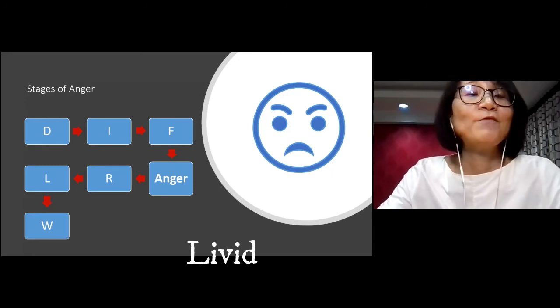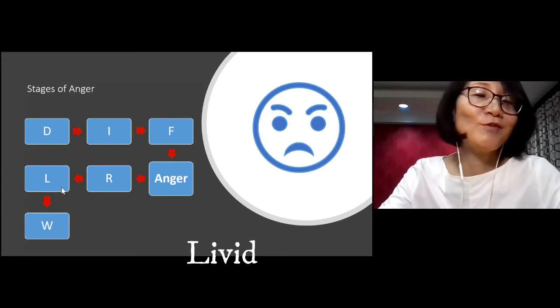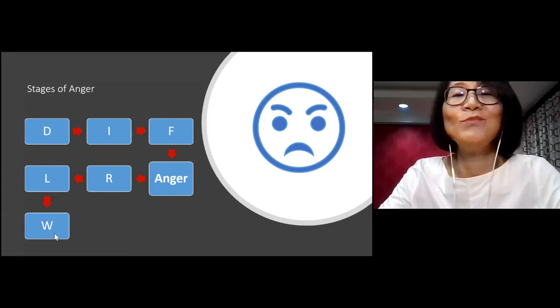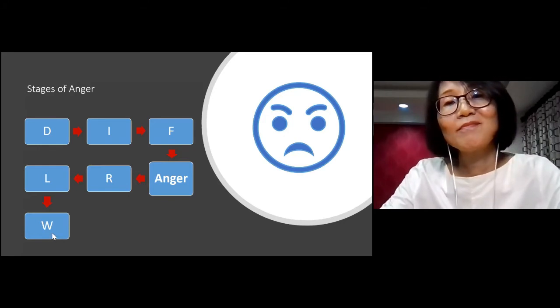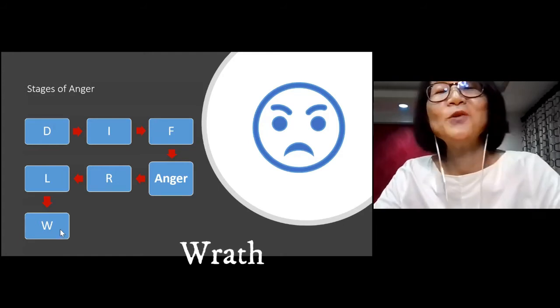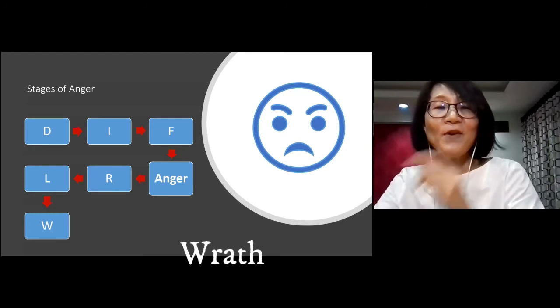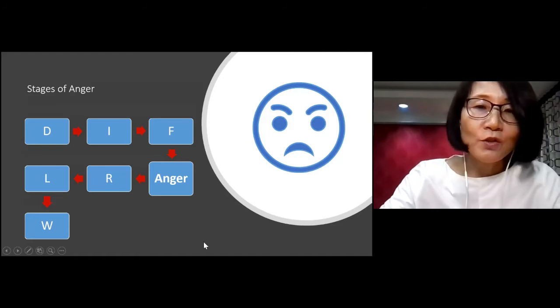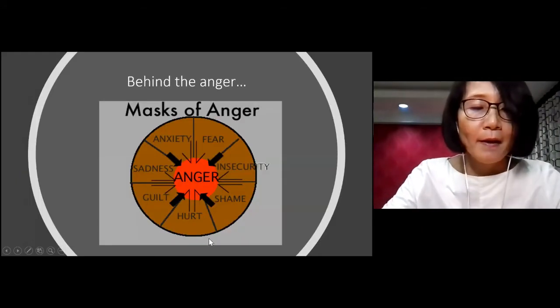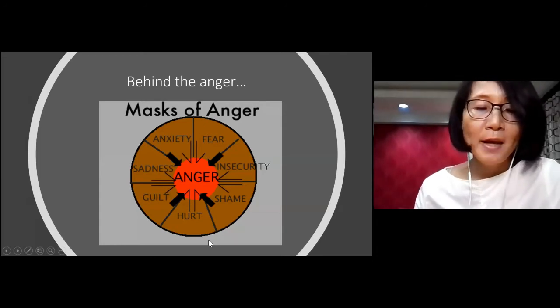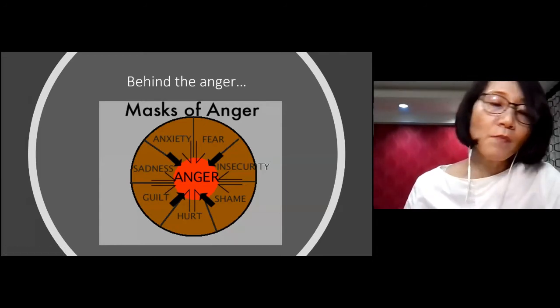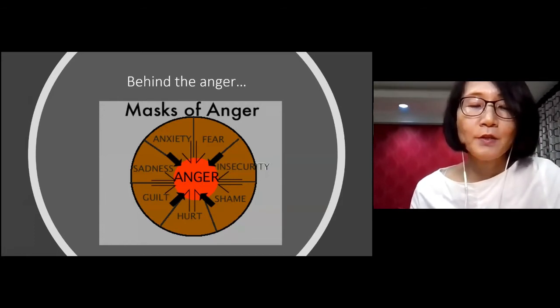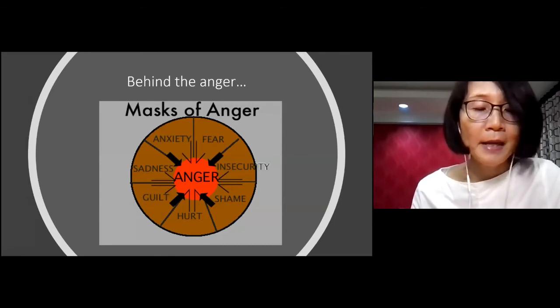Livid. All right, from livid, still not well managed, what might it boil over and become? What might be W? Wrath. Absolutely. Thank you, Lee. Wrath, yes. Okay, let's move on. So we have the possible stages of anger. Anger could also have manifested due to these feelings or a combination of them: fear, insecurity, shame, hurt, guilt, sadness, and anxiety.